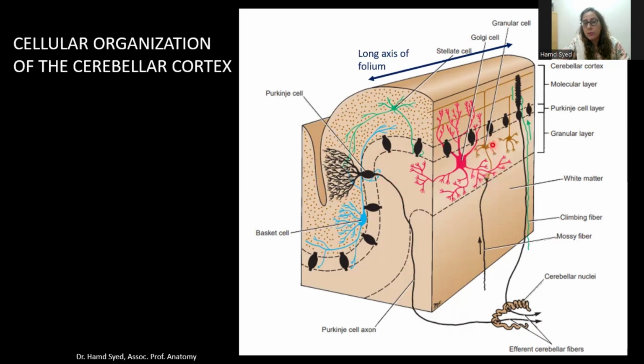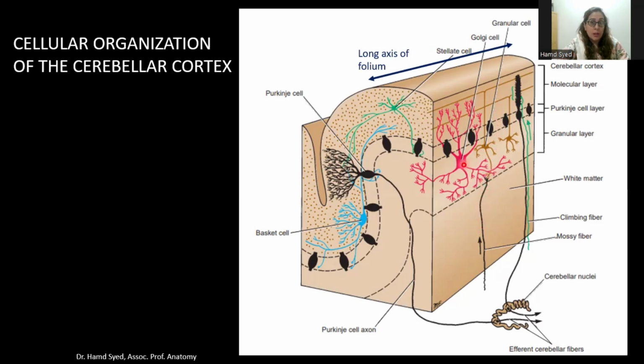The inner layer, which is the granule cell layer, has granule cells, and you can see their axon going superficially into the molecular layer. It is going to bifurcate into these parallel fibers, which will then synapse with the dendrites of the Purkinje cells. Whereas on the inner aspect, the dendrites emerging from the granule cell will form synapses with the mossy fibers which are entering the cerebellar cortex.